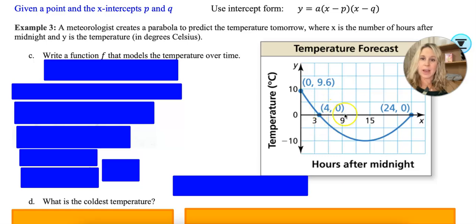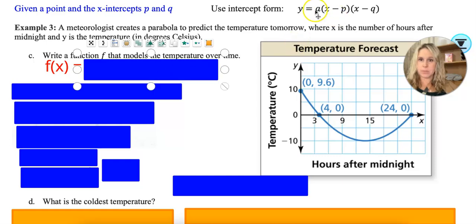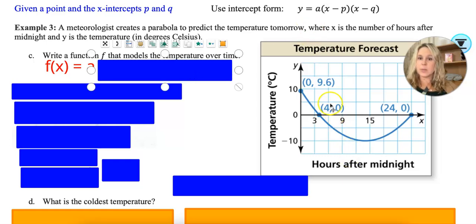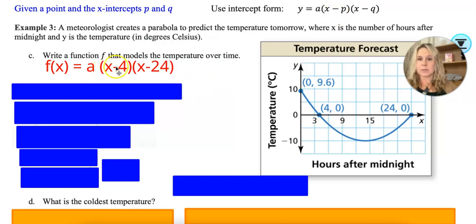So since I have my x-intercepts, why don't we write it in factored form or intercept form, which looks like the following. So I'm going to start with f of x equals, I don't know my a value again, but I do know my x-intercepts are 4 and negative 24, so when you write them in their equation, they're going to switch signs to be (x minus 4) and (x minus 24). And so that would be our function in factored form.